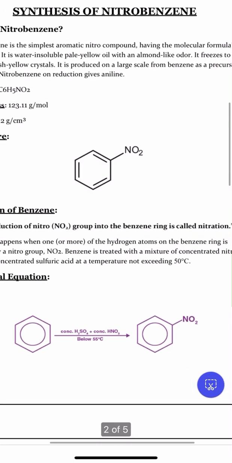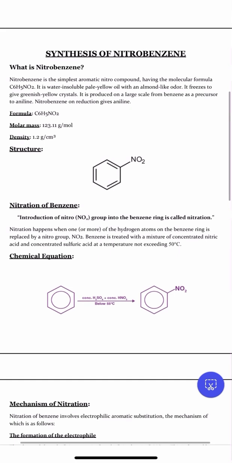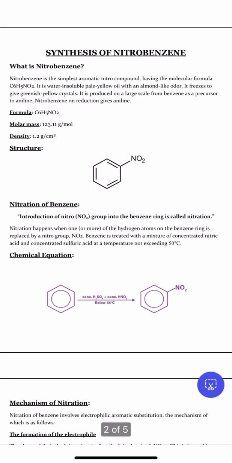But we are not going to talk about the reduction of nitrobenzene. We are actually going to talk about the synthesis of nitrobenzene. So nitrobenzene is usually produced through nitration of benzene. During this process, a nitro group is introduced into the benzene ring. And as a result, one or more of the hydrogen atoms on the benzene ring get replaced.